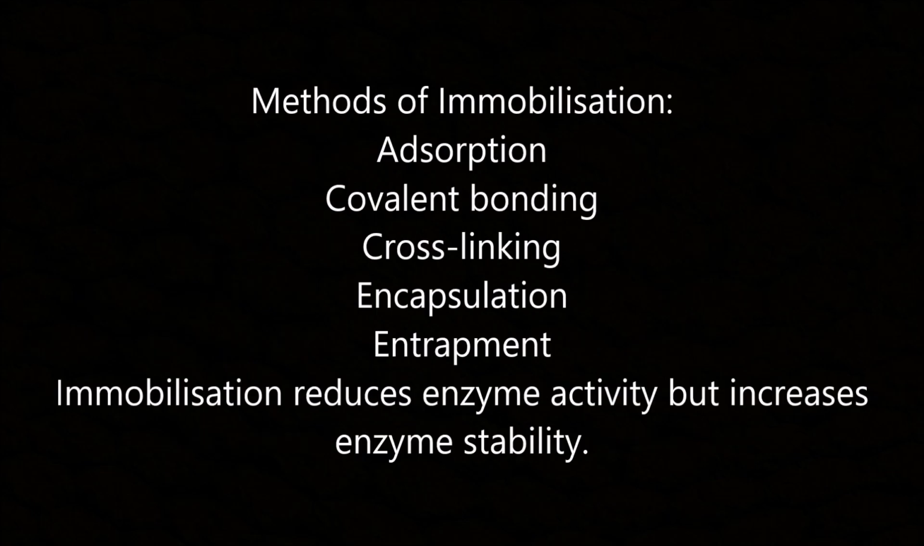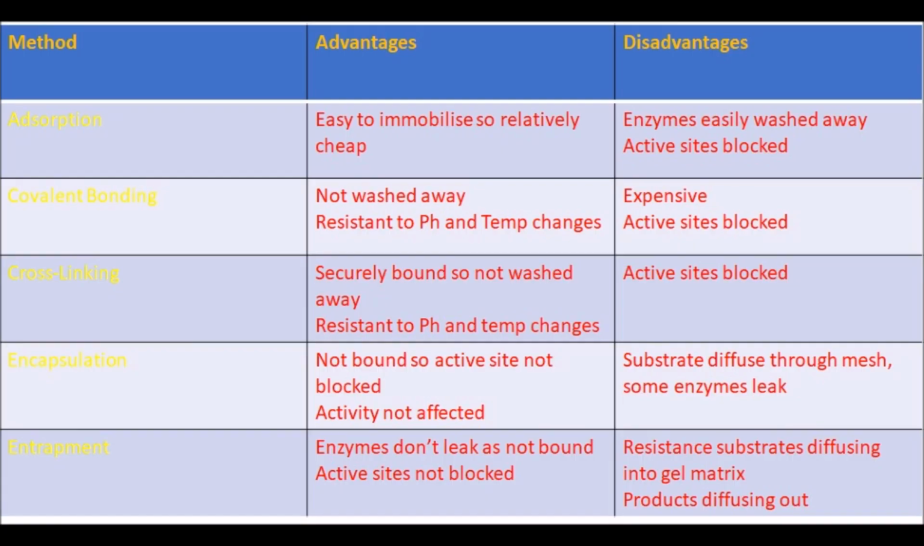Methods of immobilization are adsorption, covalent bonding, cross-linking, encapsulation, and entrapment. Immobilization also reduces enzyme activity but increases enzyme stability. Here are the advantages and disadvantages, but I'd recommend using the advantages that were shown previously.